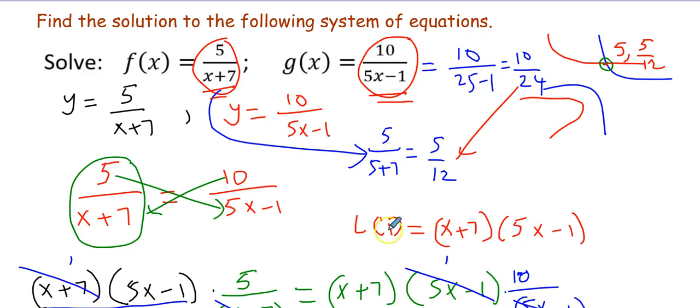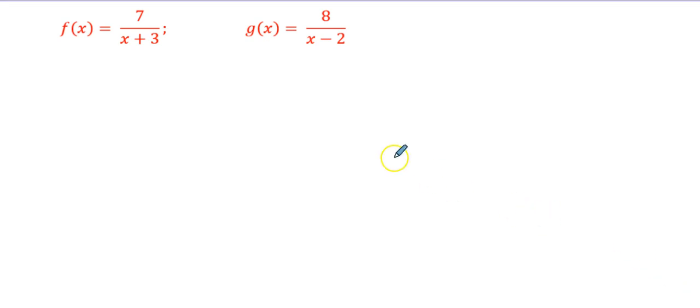Now, after understanding the whole process, please go to this problem. F of x equal to 7 over x plus 3 and g of x equal to 8 over x minus 2. Try to solve and verify your answer.